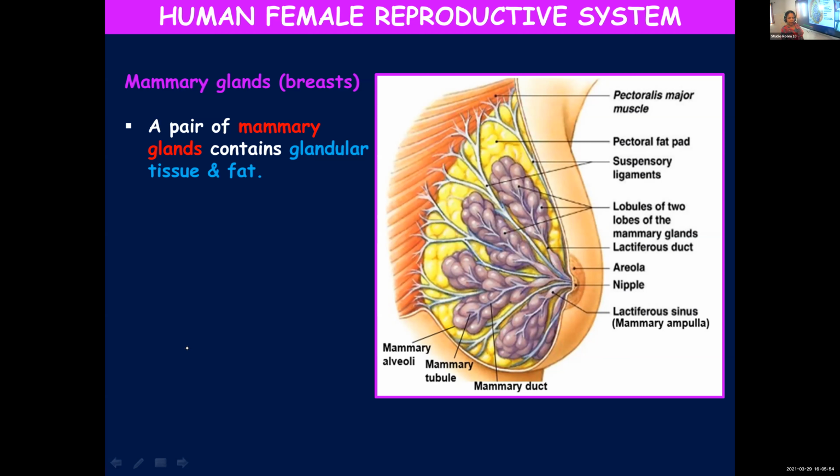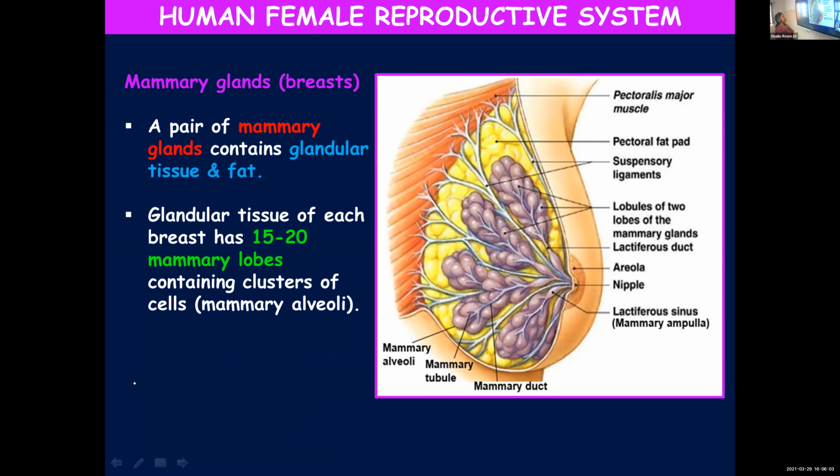So a pair of mammary glands are present. You know that mammary glands are found in all mammals, and these are made up of glandular tissue and fat. The glandular tissue of each breast has 15 to 20 mammary lobes. You should be thorough with these terms because you're going to learn many terms starting with mammary: mammary lobes, mammary ducts, mammary glands, lobule, mammary alveoli, mammary tubule.